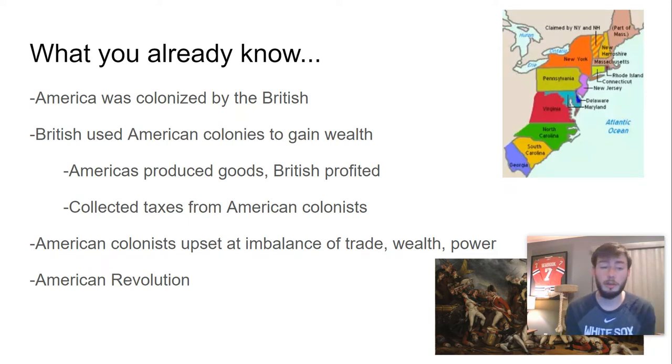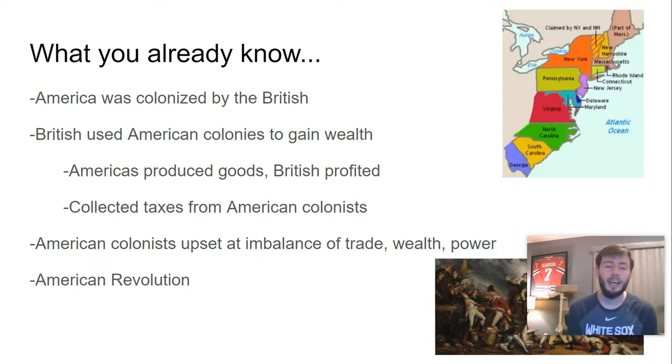And it was. They were able to grow crops like cotton and tobacco, and there were also animals they could hunt, such as beavers. They could take their fur and pelts and ship those back to Great Britain and turn them into clothing and things like that. So the British used the American colonies to gain wealth. The colonies produced goods and the British profited. The American colonists didn't benefit.